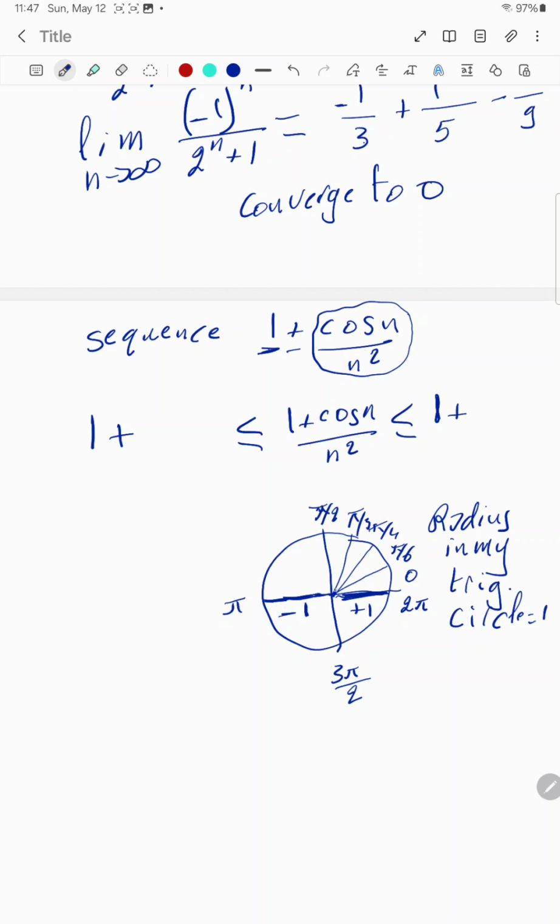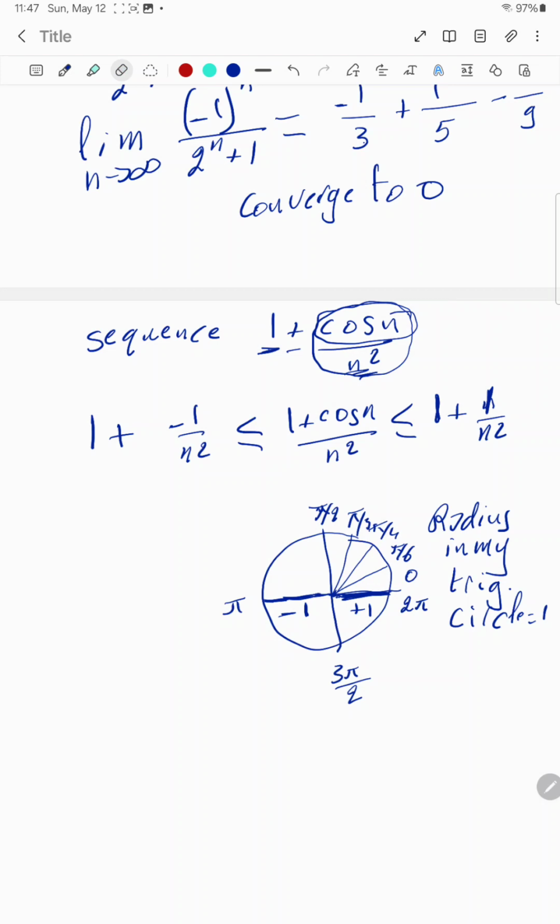And because it is a cosine, it is the adjacent divided by the hypotenuse, and so it is between plus 1 and minus 1, my radius. So my cos n here is between, here I will put minus 1 over n squared, and here I will put plus 1 over n squared.